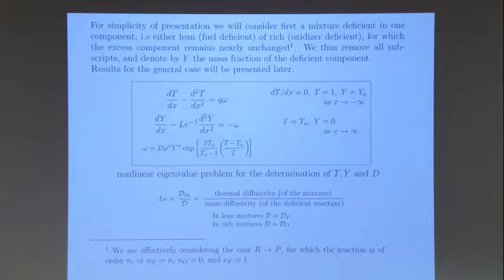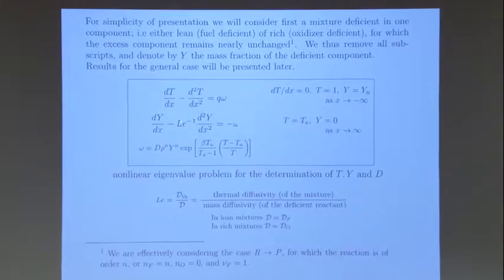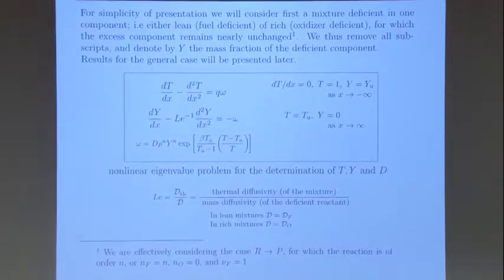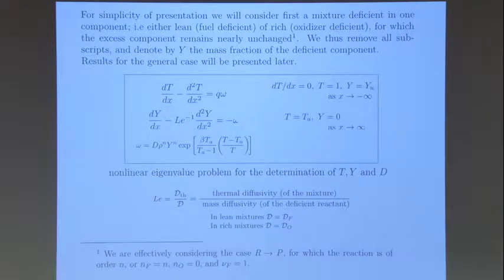Essentially, it's a measure of the activation energy. This is the Lewis number, and Q was the heat release. And we kept the reaction order general to be n, and the boundary conditions are such that far to the left, where the mixture is coming towards us, we are in a frame of reference attached to the flame. So the flame is located in the vicinity of x equal to 0.